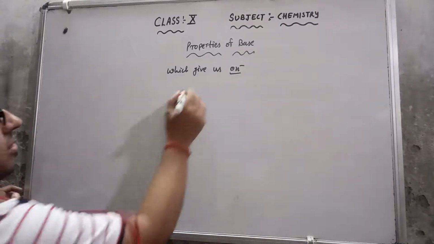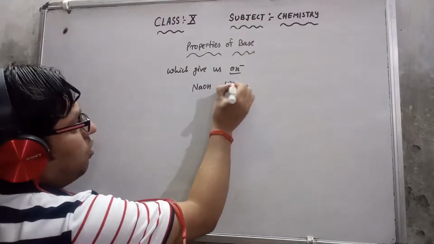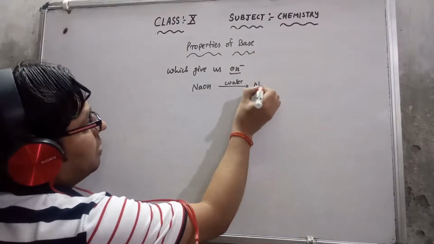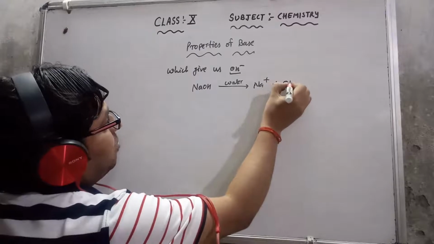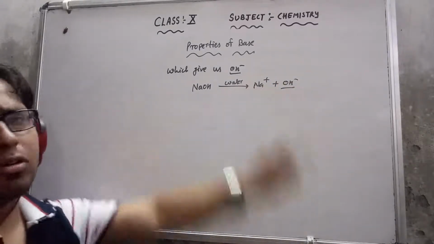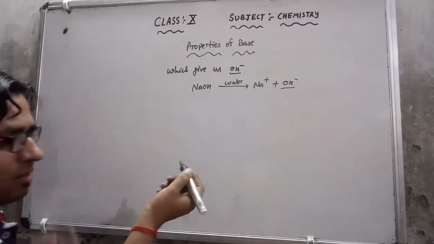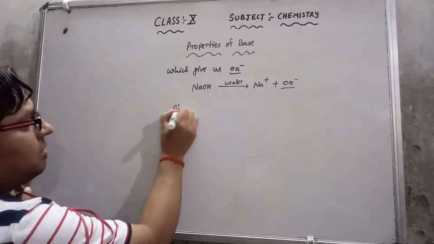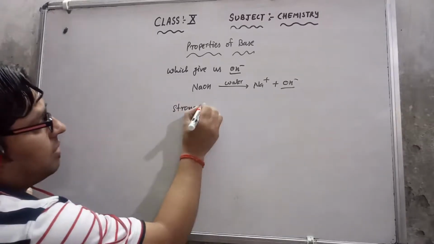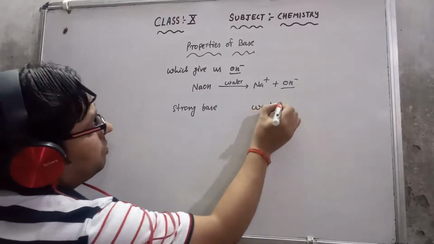Like I have discussed the example with you, NaOH, when I dissolve it in water, it gives us Na positive and hydroxide ion. So this is a base. Very simple, because this is giving us the hydroxide ion. Now the classification, if I discuss, there are two categories of base. One is a strong base, and second is a weak base.